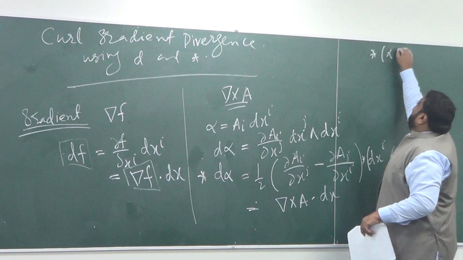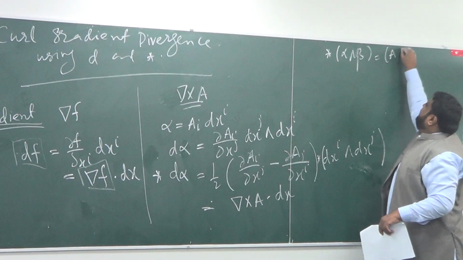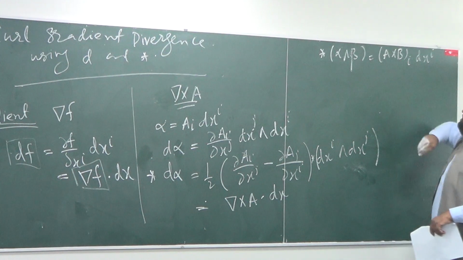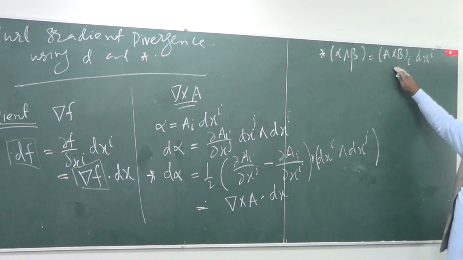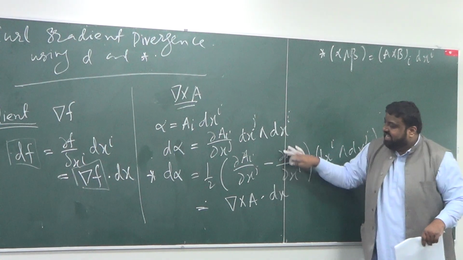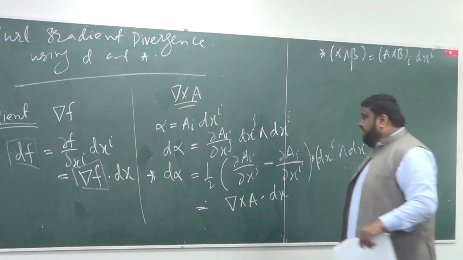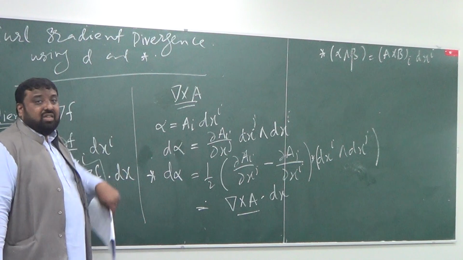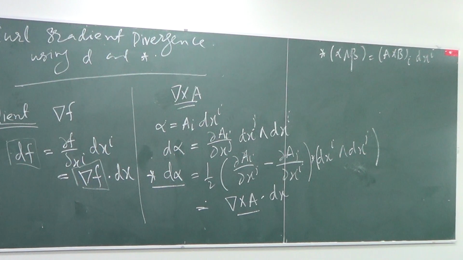The star of alpha wedge beta is the ith component of A cross B, so the wedge of the ith component, written with dxi. So I can see this as a dot product, and do precisely the same thing. I can see this thing as del cross A, taking the dot product with dx. So in other words, what would be the curl using the differential form notation? This is the differential form notation for the curl vector: star d alpha.